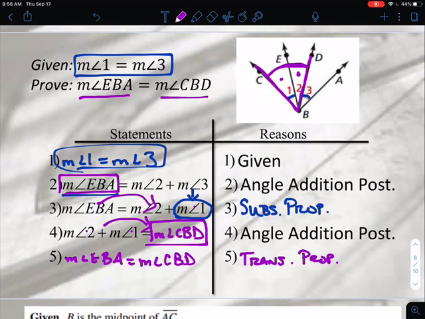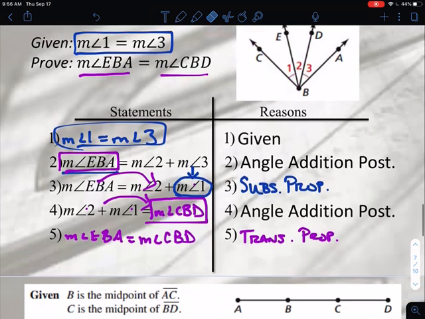Okay, so when you're looking at these proofs, make sure you write your given, make sure you look at what you're trying to prove so you know what you're trying to get towards, and then make sure you have the picture marked as you go. So always mark pictures as much as you can to help you through the process.